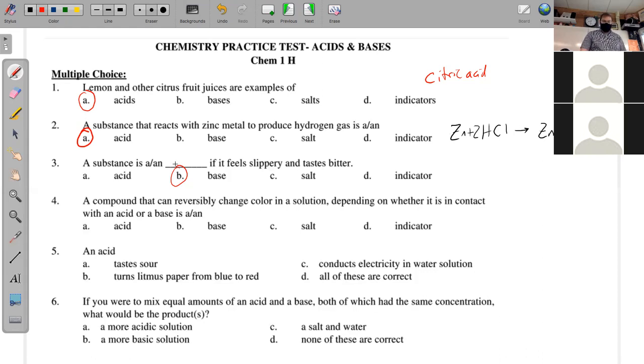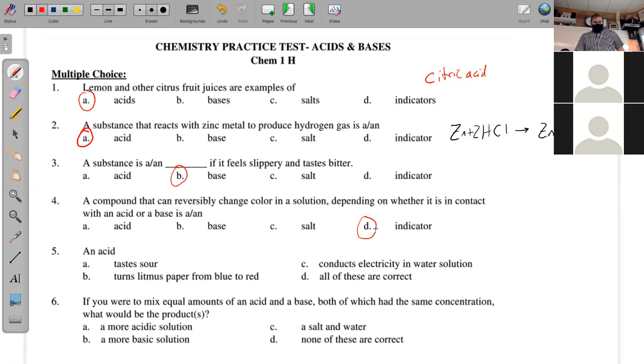It's disgusting. Anyway, a compound that reversibly changes color in a solution, whether it's in contact with an acid or base, is an indicator. So those indicators are the colored solutions or colored chemicals which change color. Now, in solution could be like phenolphthalein, where you actually put it into water, but also when you use litmus paper, there's a solution that's formed on the surface of the paper where the indicator goes into solution with the water that you put on the paper itself, and it'll change color.